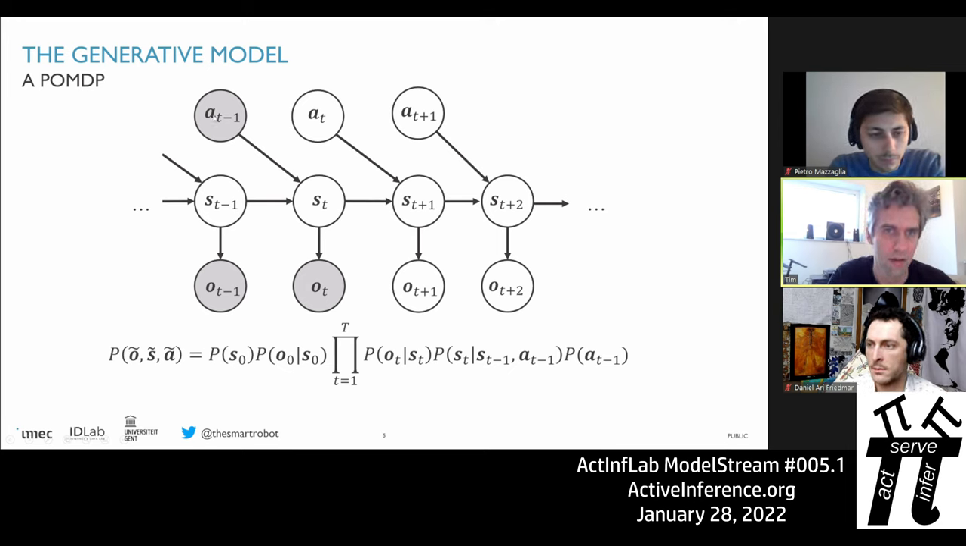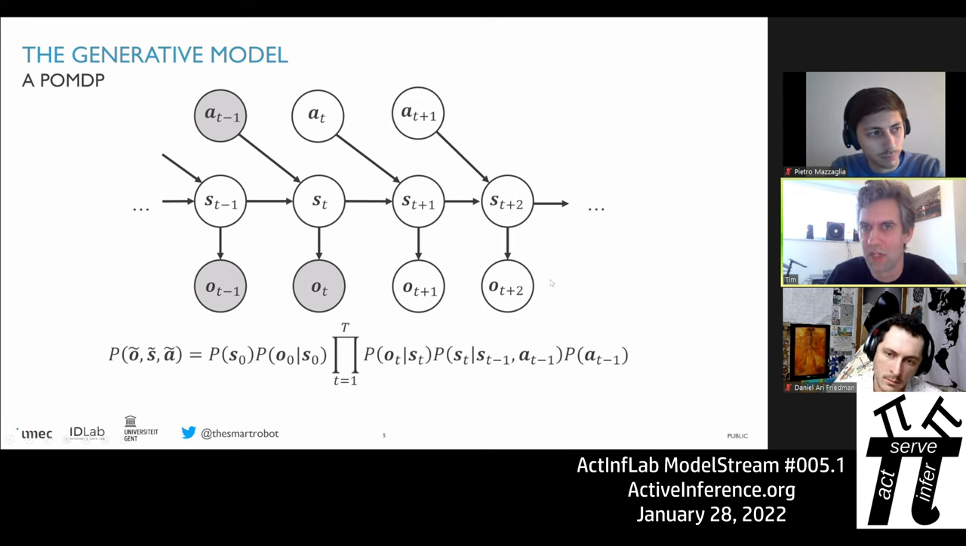You can see some of the circles are colored gray. These are the things that you can observe. So you know the actions that you did up until now, and you know the observations that you saw up until now, and all the rest is for you to infer. You can infer the hidden states until now, but you can also try to infer the hidden states in the future, the actions that you want to take, or the observations that you will experience.